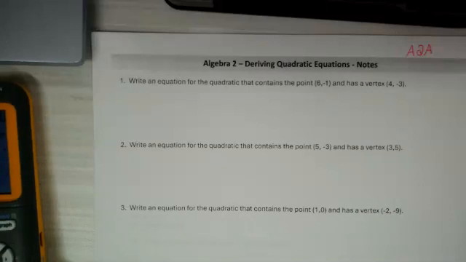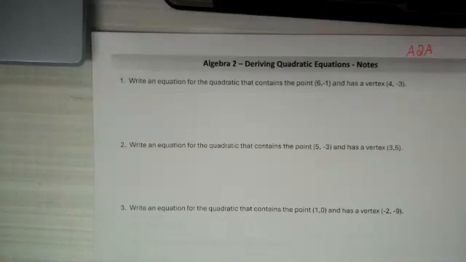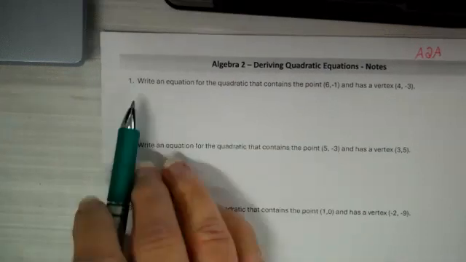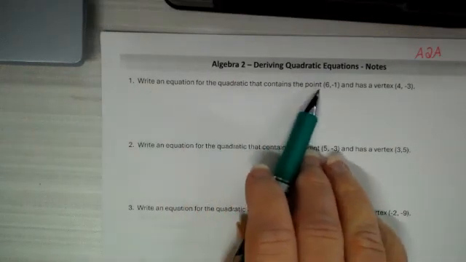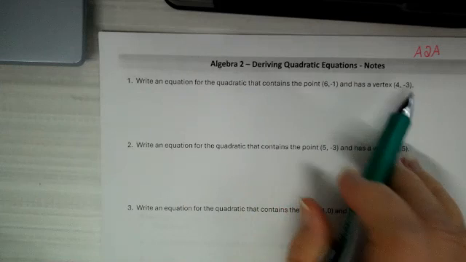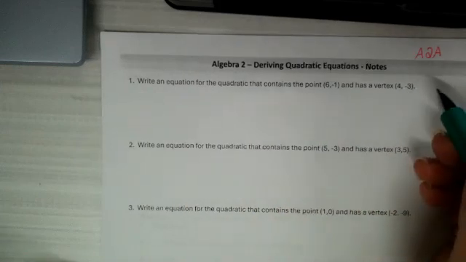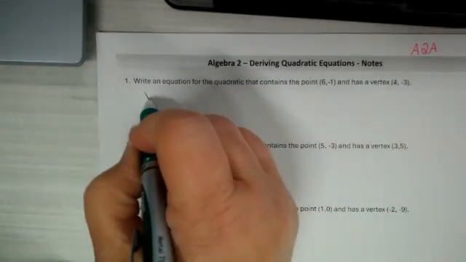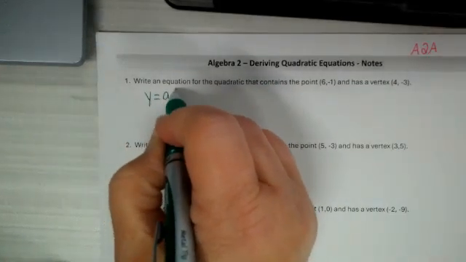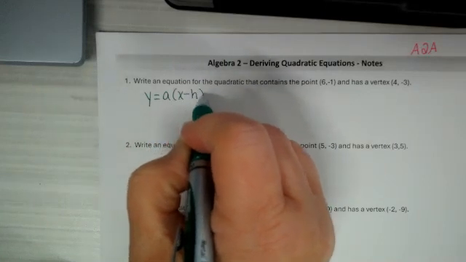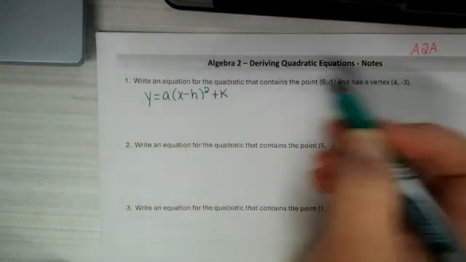We're going to derive quadratic equations given certain attributes of those equations. So we'll start with this first one. We have a point, (6, -1), and a vertex, (4, -3). So we're going to use vertex form since they gave us a vertex. So here we go with our vertex form.